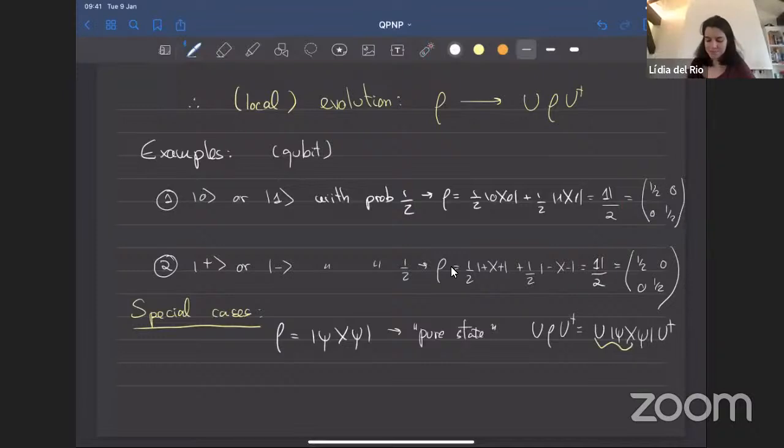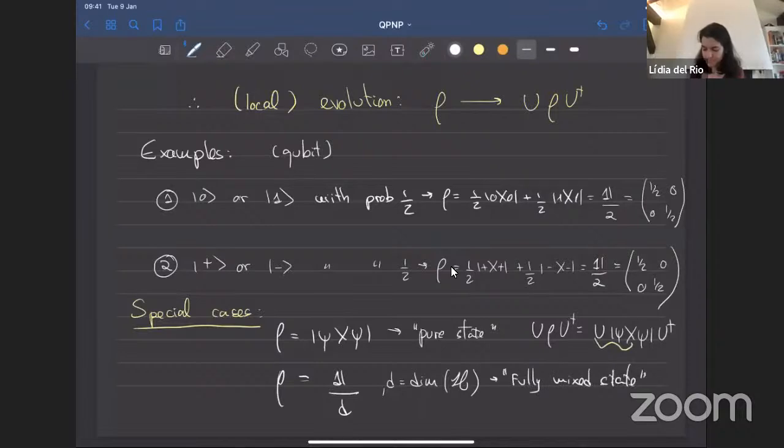At the other extreme, it's something like this, right? It's maximum ignorance. And this corresponds to the case where what I have is just the identity matrix divided by the dimension of my Hilbert space, meaning it could be any of these states with the same probability. I know nothing. This is what is called a fully mixed state. Of course, there are many possibilities in between for different probability distributions.